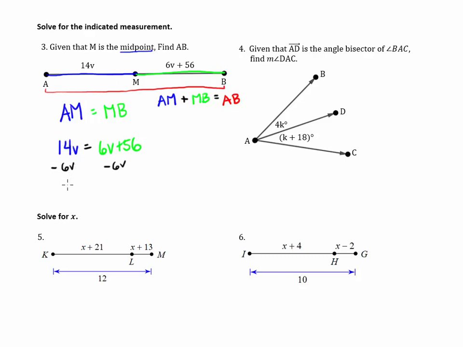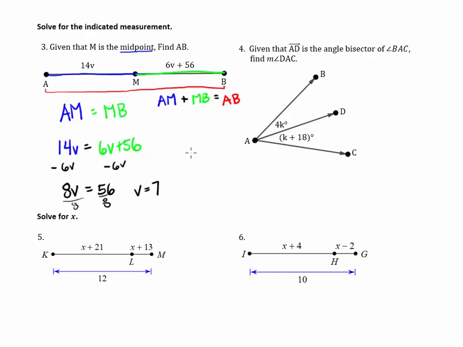14V subtract 6V is 8V. The V doesn't go away. And then on this side, the 6V minus 6V is 0, and 0 plus 56 is 56. Now we have 8V is equal to 56. We'll divide both sides by 8. So let me just do that right here. Divide by 8, and we get this side is 1V, so 1V is equal to 56 divided by 8, which is 7. So we know V is equal to 7.